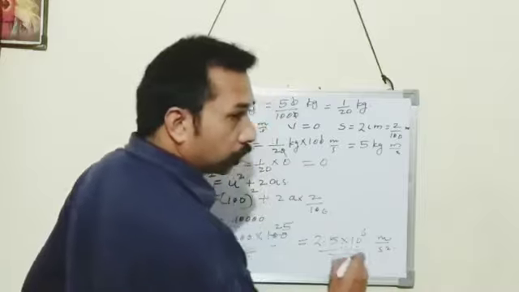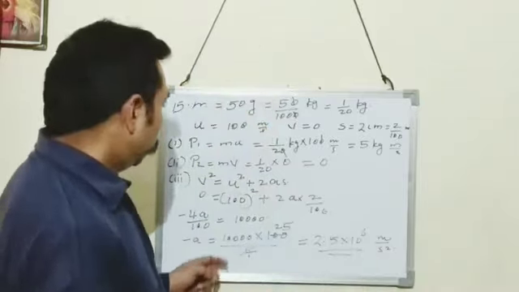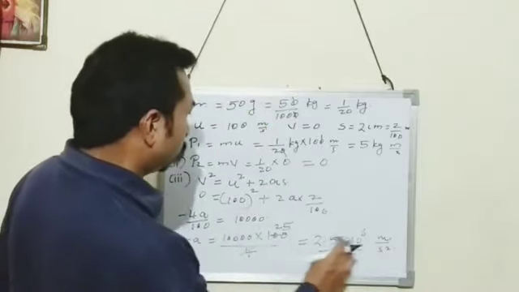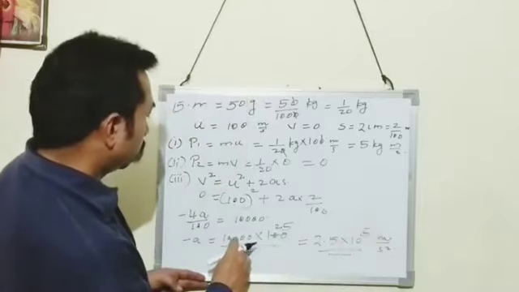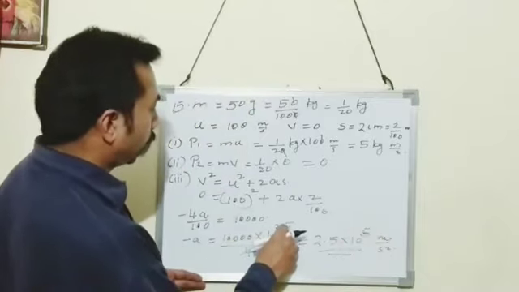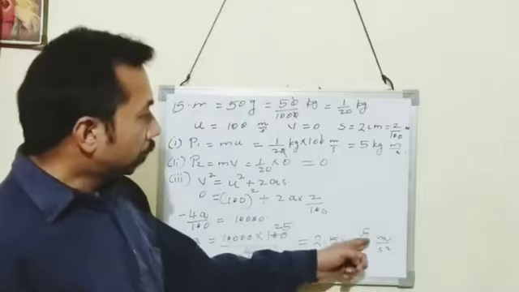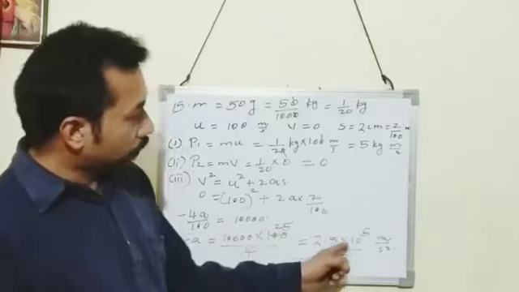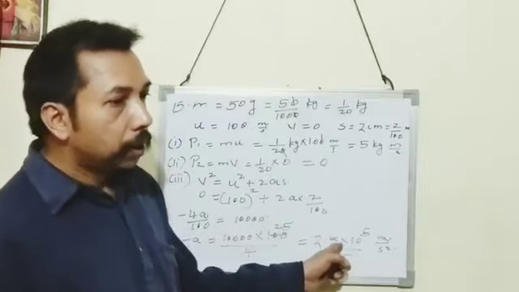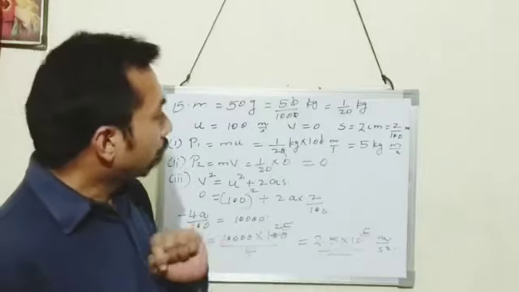So this is 2.5 into 10 to the power 5. 1, 2, 3, 4: 10 to the power 4 into 10. So 2.5 into 10 to the power 5 meter per second square. Retardation is equal to 2.5 into 10 to the power 5 meter per second square.